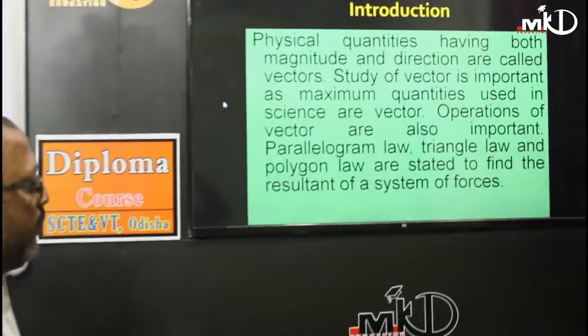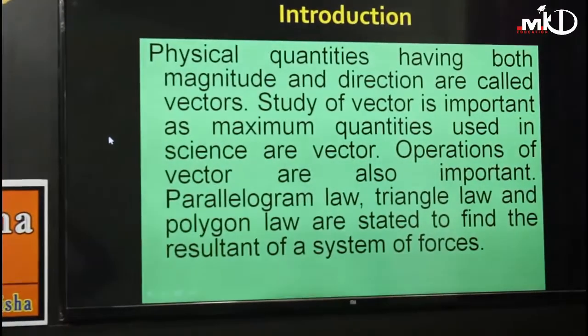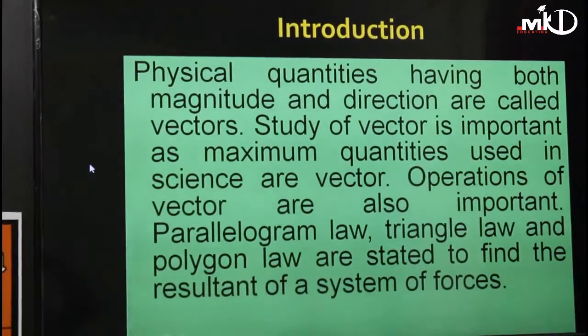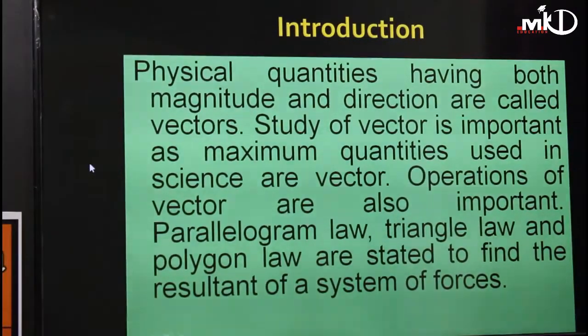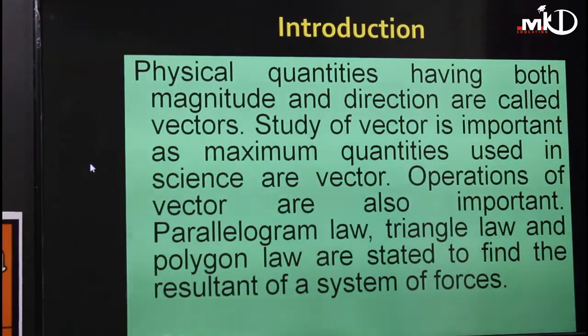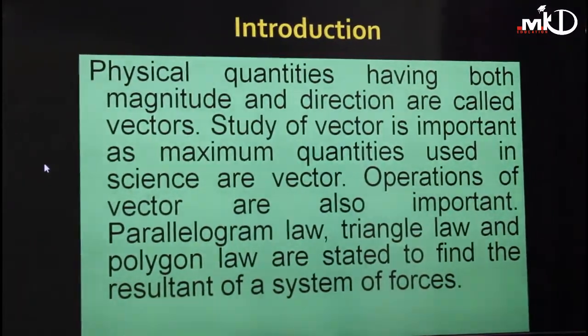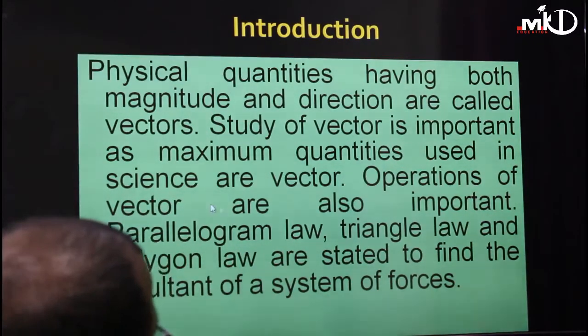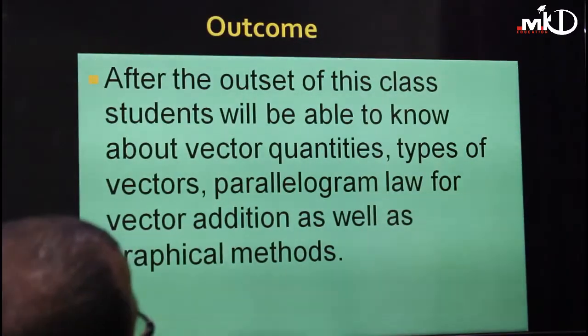Again I will explain now the physical quantity. The same physical quantity is again divided into two parts. One is scalar quantity, another is vector quantity. And this scalar and vector play a very important role in physics. So then we will switch over to what is scalar quantity, what is vector quantity.